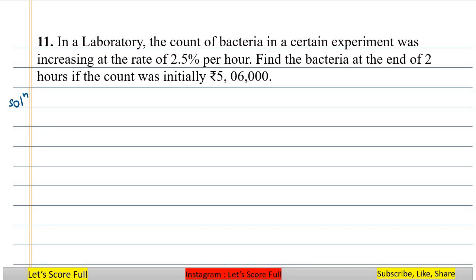So in a laboratory, the count of bacteria in a certain experiment was increasing at the rate of 2.5%. Okay. And find the bacteria at the end of 2 hours if the count was initially. Okay. So they have given the per hour increase and also they are asking after 2 hours. So initial population, all right, population of bacteria was, I don't know why everywhere there is rupees, 506,123. This is the initial population of the bacteria, 5,06,000.